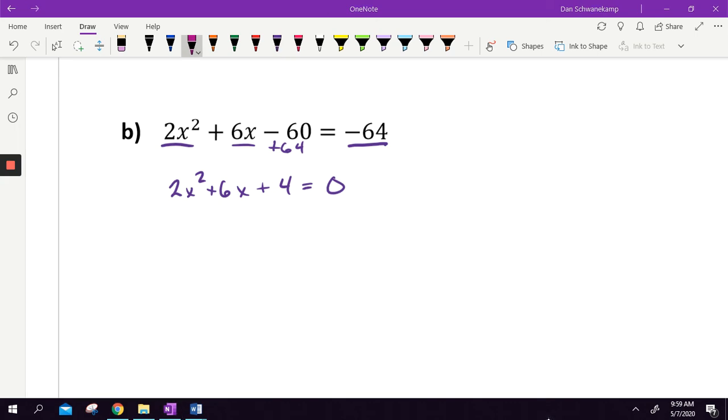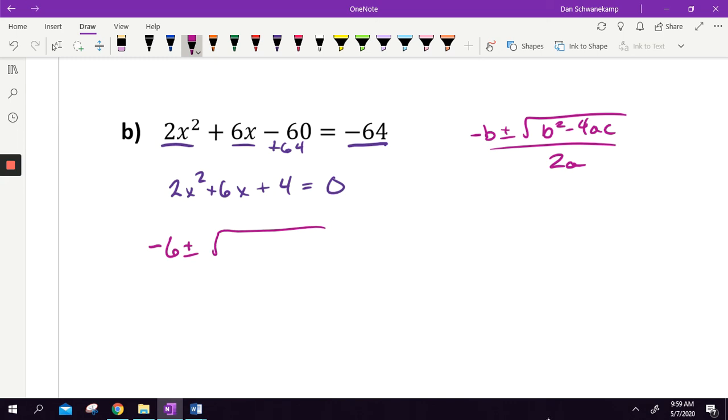So it's negative b plus or minus the square root of b squared minus 4ac all over 2a. So negative b, so negative 6 plus or minus the square root of b squared, so 6 squared, minus 4 times a times c, all over 2 times my a value, which is 2. Great. We're going to start simplifying. So I'm going to do underneath the square root first. We're going to do the discriminant.